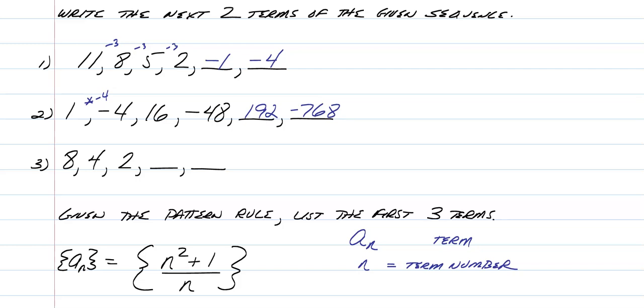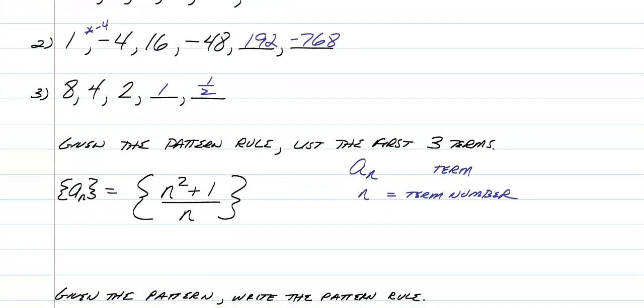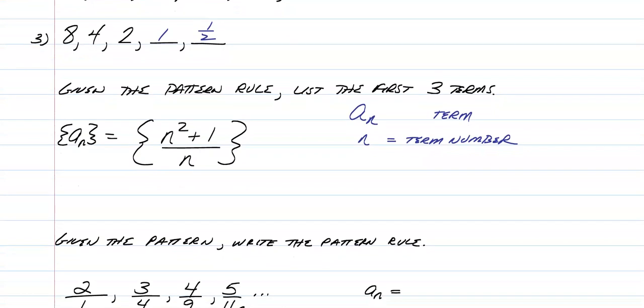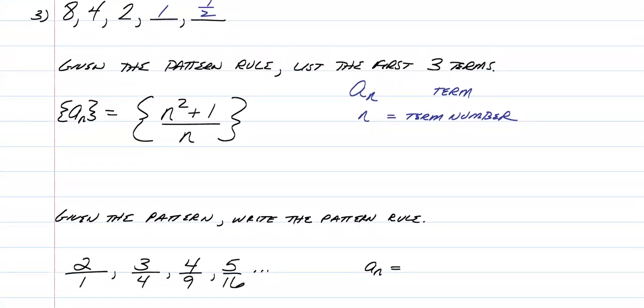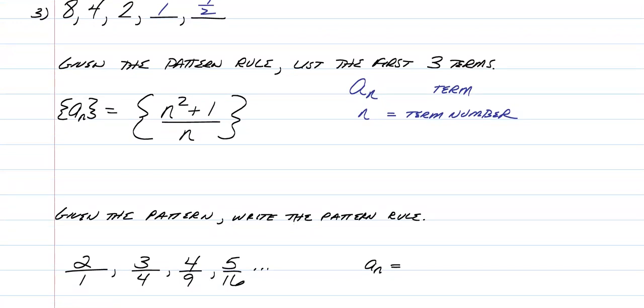This last example, this is multiplying by a half or dividing by 2. It's the exact same thing. So half of 2 would be 1, and half of 1 would be 1/2. And yes, fractions are allowed. So just keep on rolling with it. Okay? So the next example is when you're given a pattern rule listing the first 3 terms.